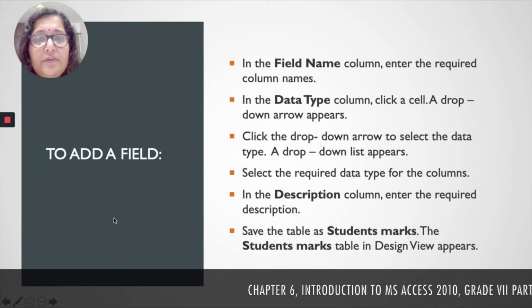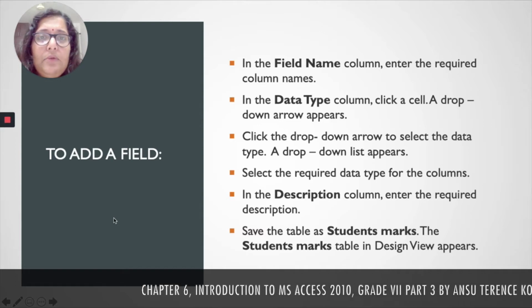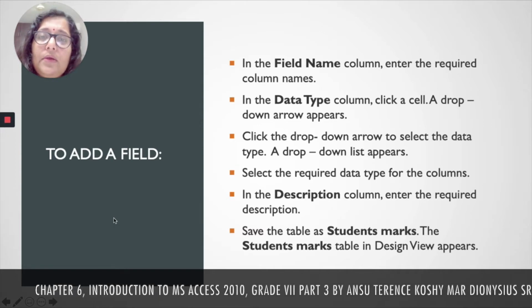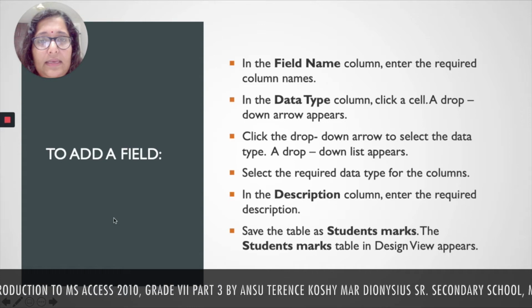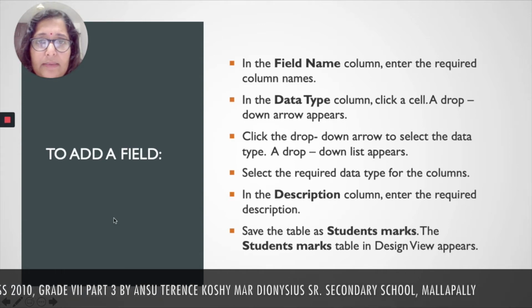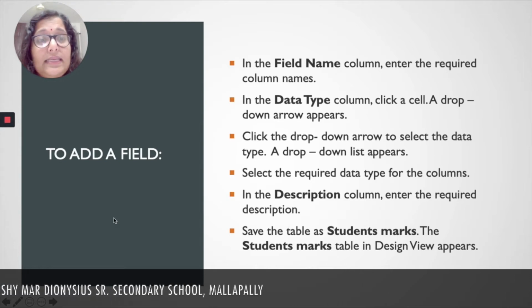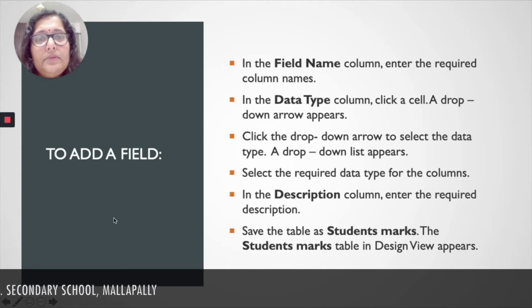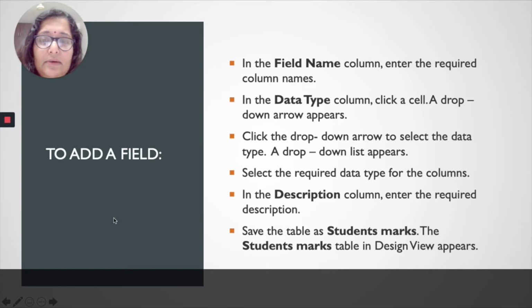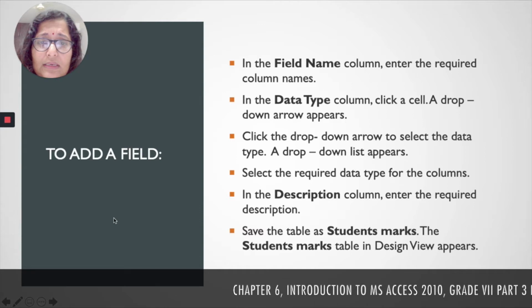To add a field, in the field name column, enter the required column names. In the data type column, you need to click on a cell. At that time, a drop down arrow appears. Click the drop down arrow to select the data type. You have to select one data type from the drop down list.